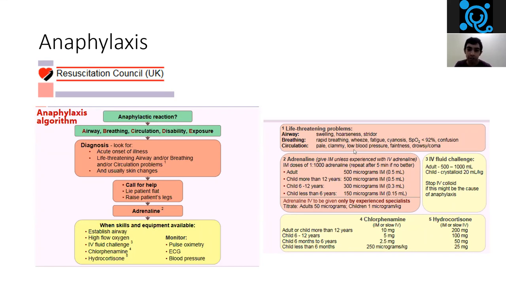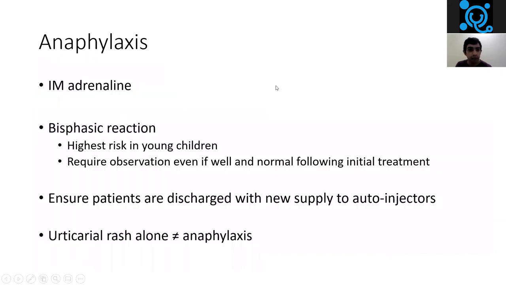But you do an ABC approach, but the moment you suspect anaphylaxis, you need to give adrenaline. And that is the most important treatment to give out of the entire set. Yeah, even if they are hypotensive, you still give the adrenaline first. Okay, so as mentioned, anaphylaxis, you give IM adrenaline. We are worried about a biphasic reaction in people that come into hospital, but the risk is highest in children, but you still have the same concern with adults. So you need to monitor them for at least 6 hours, even if they appear well.